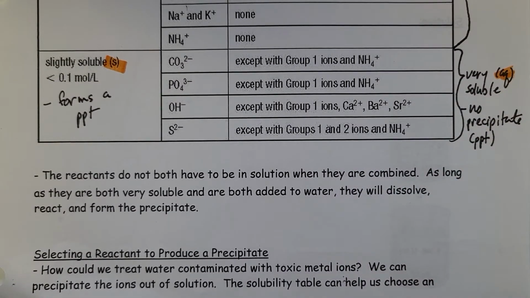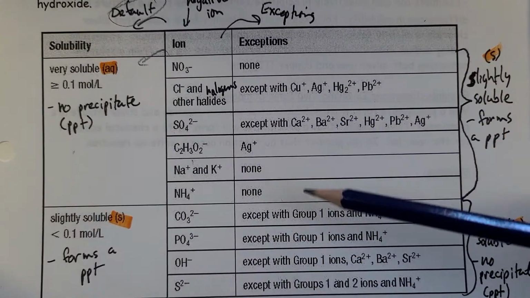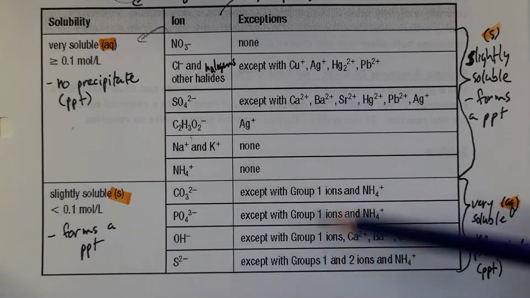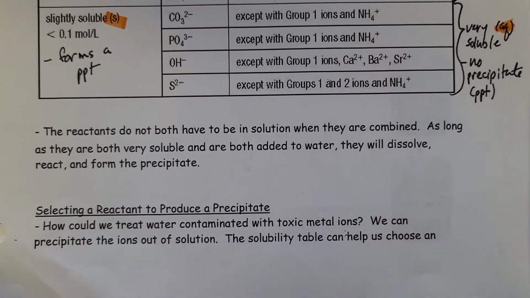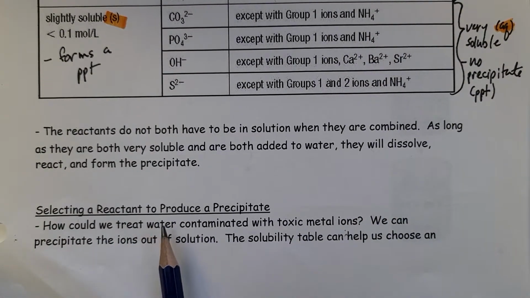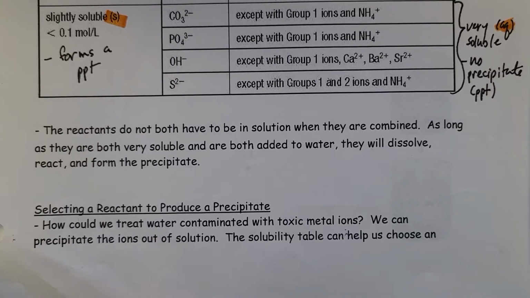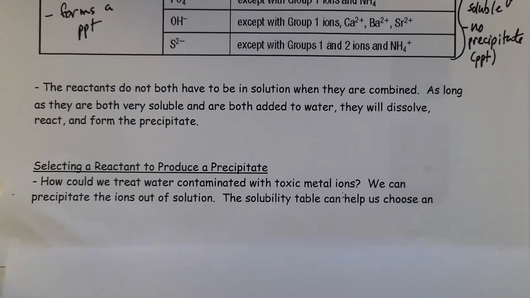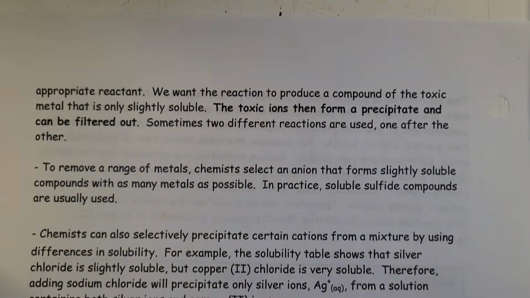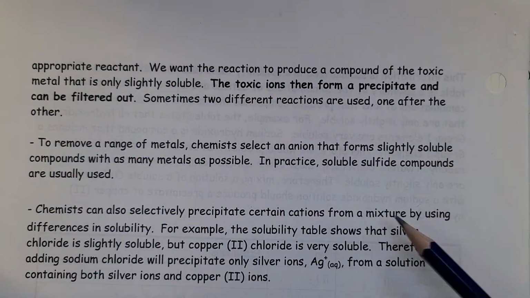So we looked at this precipitate chart in the last video, looked at how that all comes together. So now we'll look at doing an example here shortly. Selecting a reactant to produce a precipitate: how do we treat water contaminated with toxic metal ions? We can precipitate the ions out of solution. The solubility table can help us choose an appropriate reactant.